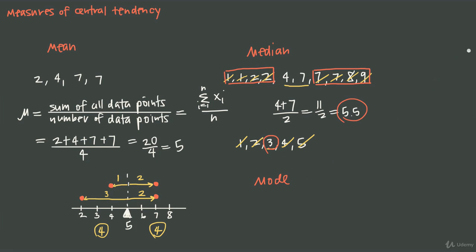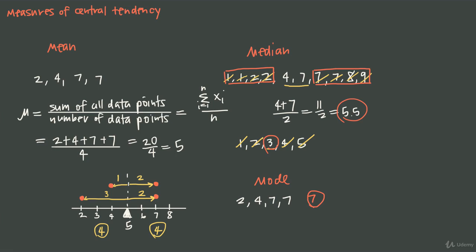So, for example, if we have the original data set here, 2, 4, 7, 7. The number 7 occurs in our data set more often than any other number. So 2 occurs once, 4 occurs once, and 7 occurs twice. So because 7 is the number that occurs the most, our mode for this data set is 7.